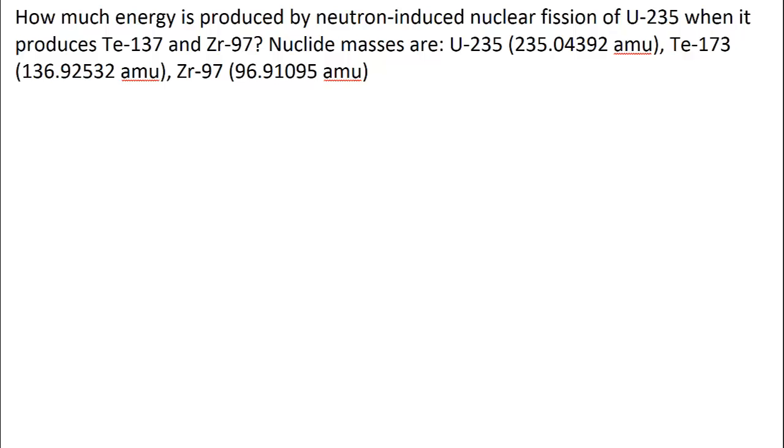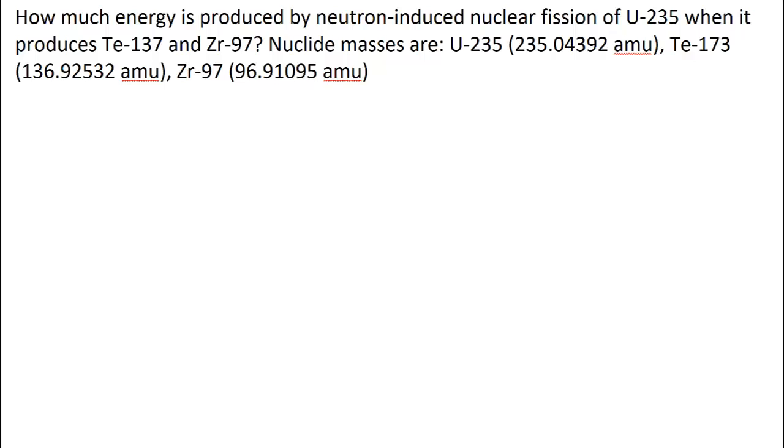In this video, I'll show you how to determine the amount of energy produced during a neutron-induced nuclear fission reaction when mass is converted to energy. This problem says how much energy is produced by neutron-induced nuclear fission of uranium-235 when it produces tellurium-137 and zirconium-97. And the nuclide masses for all of those nuclides are shown there.